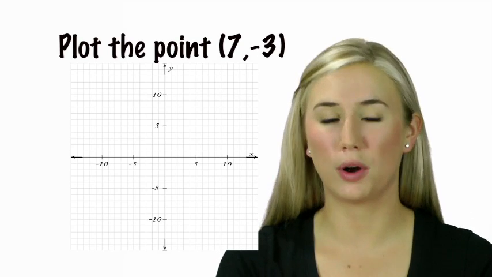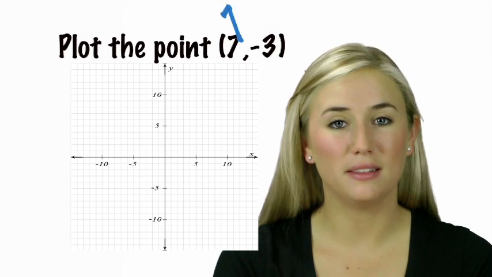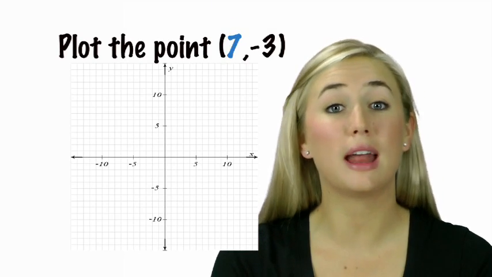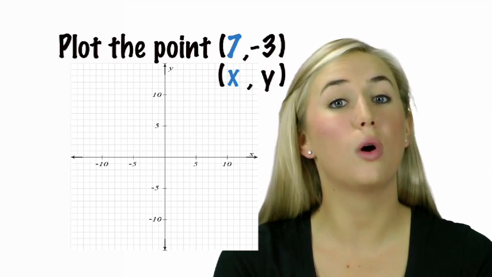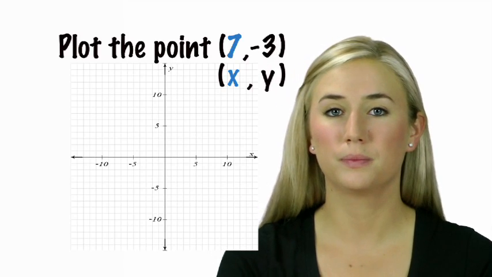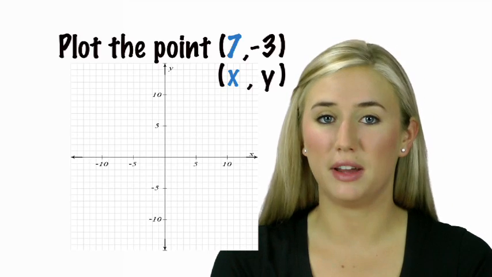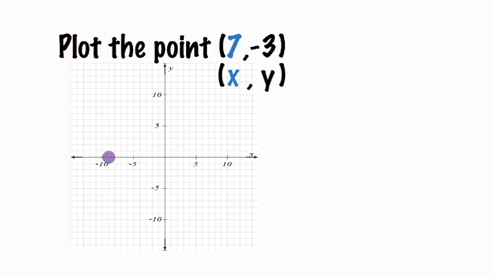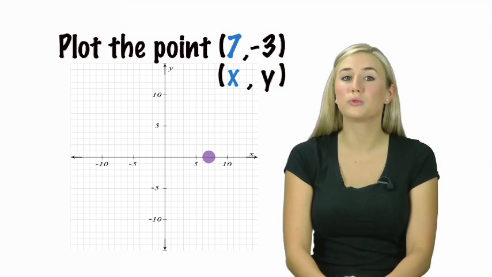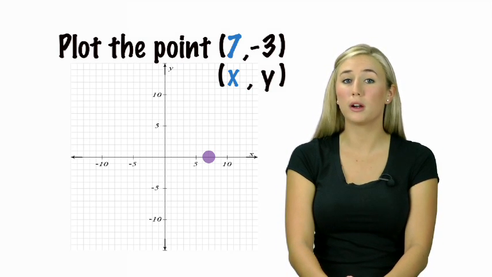What is the x-coordinate? 7. Remember, the numbers are written alphabetically, x, then y. The first number is always the value of x. So, if x is 7, which way should we run along the x-axis? Left or right? Right 7. Because the value is greater than 0, we need to run forward from the origin.